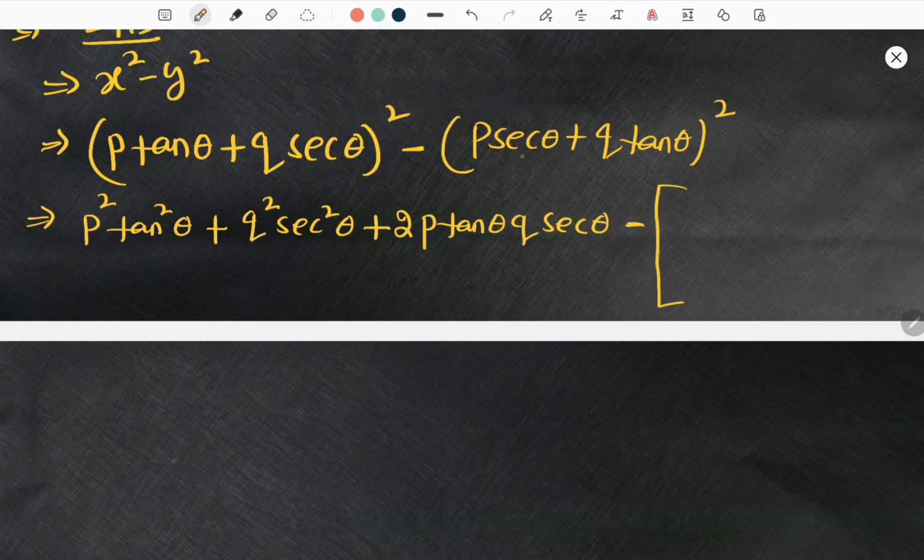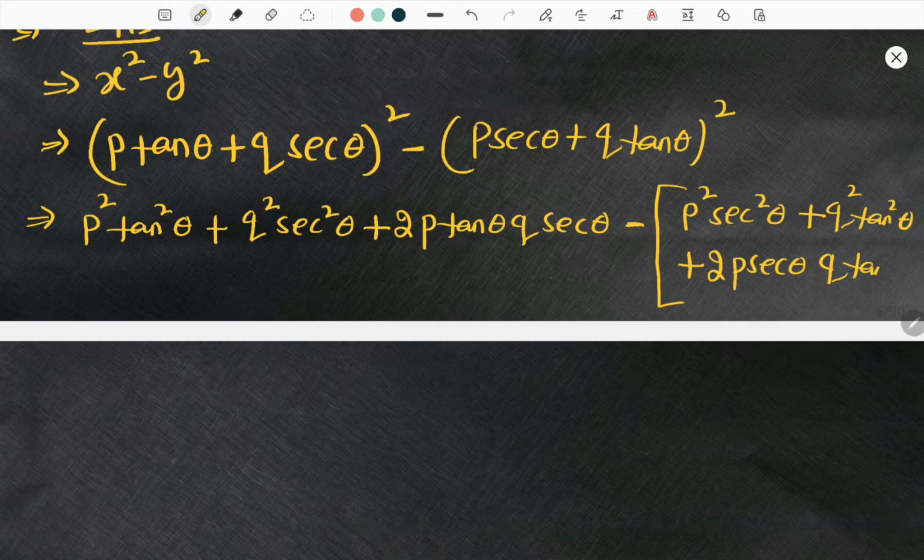Alright, minus, then let me open the bracket here. So this is again (a plus b) whole square. That becomes a square is p square secant square theta. Plus, and q tan theta means it becomes q square tan square theta. Then it again becomes plus 2p secant theta into q tan theta. Alright, so these are the three things we have got.